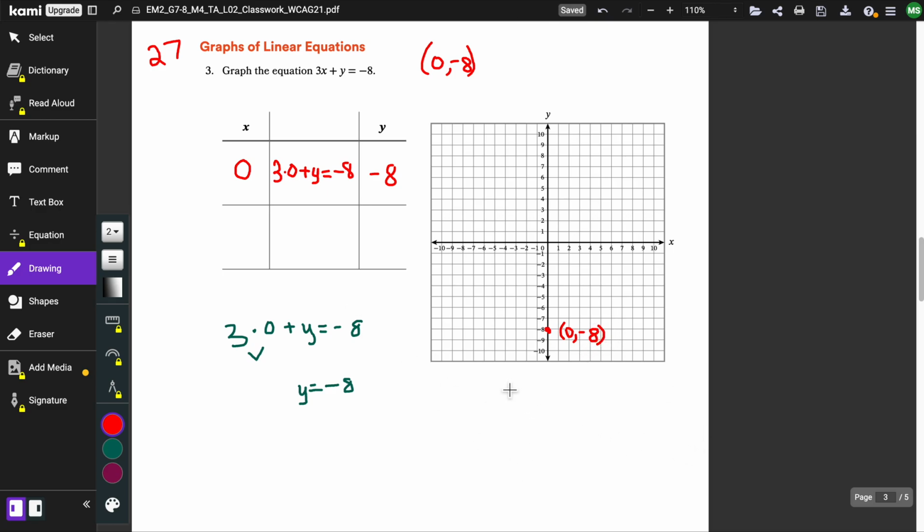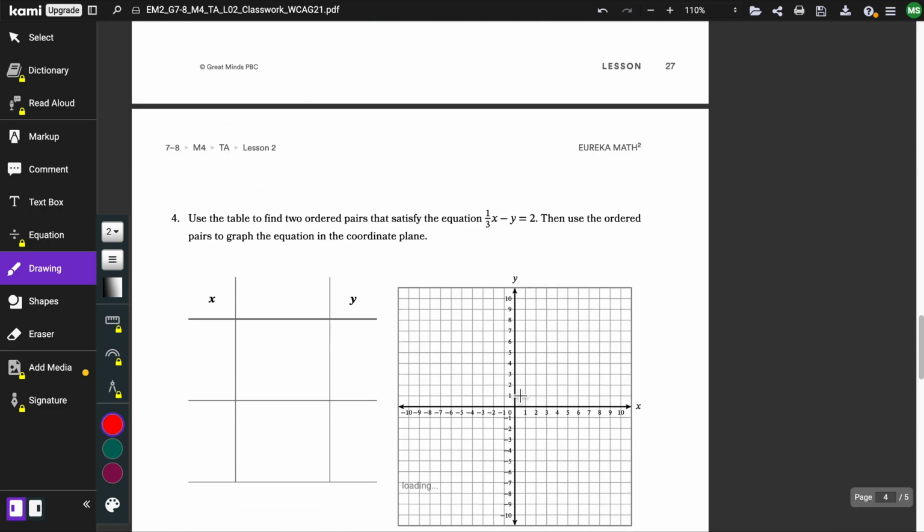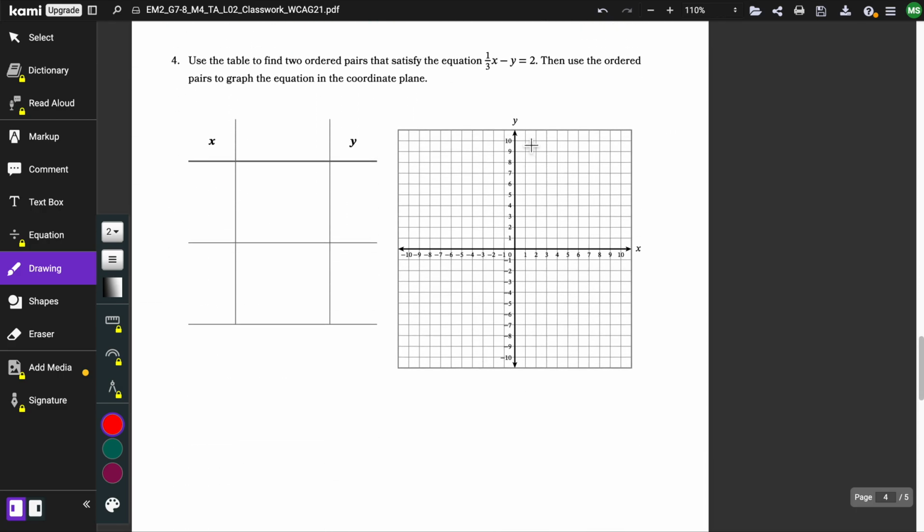Again, this was workbook page 27. For your work today, you are going to try a couple others. This problem on page 28 is the same. Just now you have a fraction, but you're still picking any number for x. You can make it an easy number. Make it 0, make it 1, make it negative 1, whatever you want. You're just graphing 2 points.